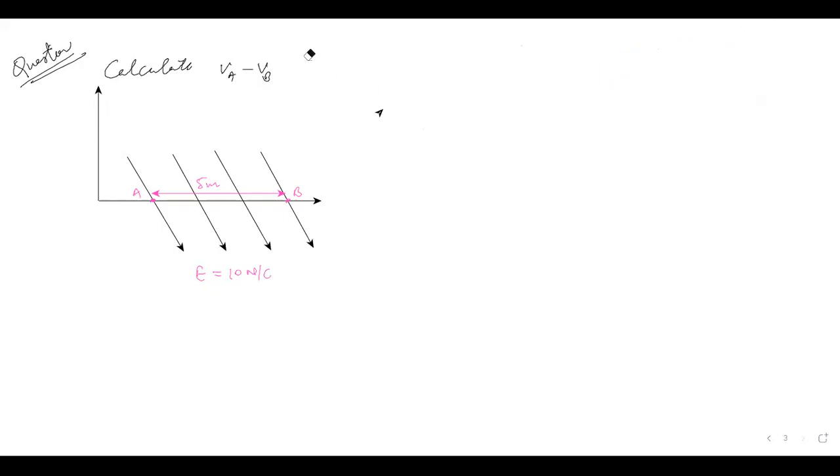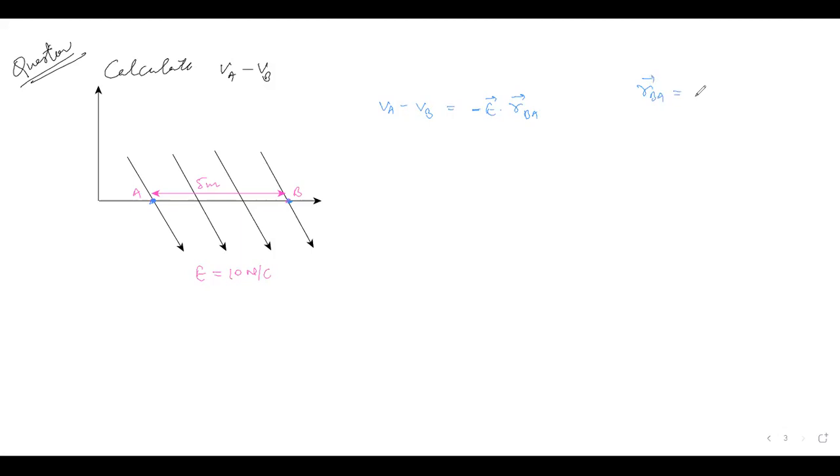So in this question, this concept is applied. And we can take this is your point A and this is your point B. Okay, the separation between these two points is 5 meters. And the electric field is E is equal to 10 Newton per coulomb. And now we have an equation like this, VA minus VB is equal to minus of E dot RBA. And now this RBA is your displacement vector.